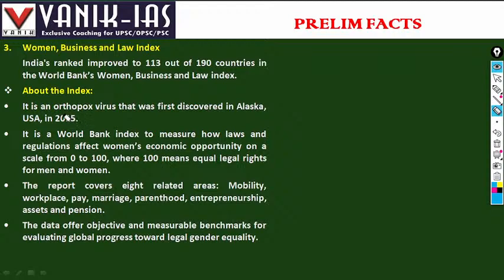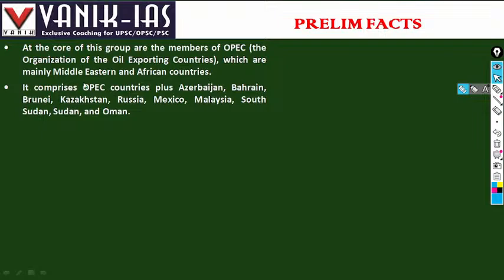Okay, this is a wrong line being added over here. Okay, so the World Bank Index to measure how law and regulation affect women's economic opportunity on a scale from 0 to 100 countries. It comprises OPEC countries plus Azerbaijan, Bahrain, Brunei, Kazakhstan, Russia, Mexico, Malaysia, South Sudan, Sudan and Oman.